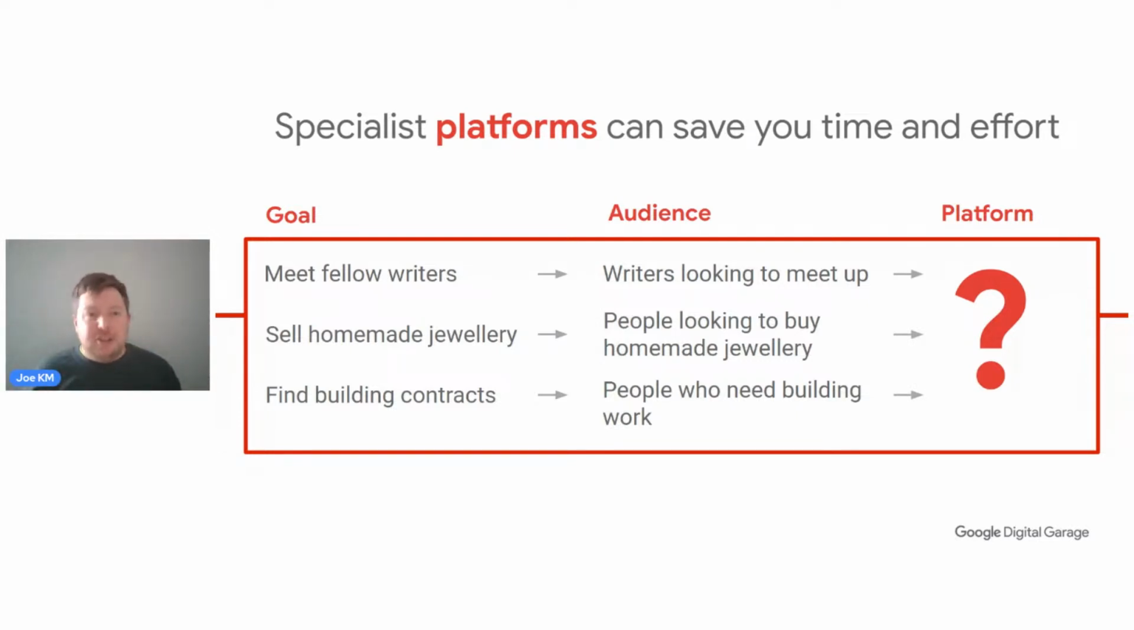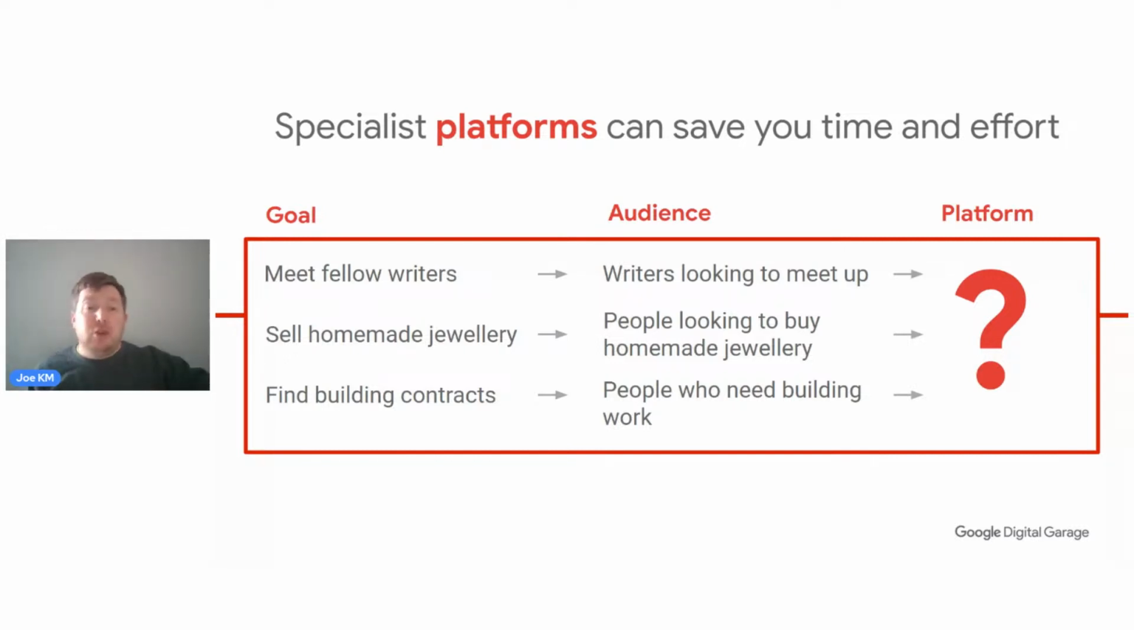If I'm trying to sell products online, if I'm trying to sell homemade jewelry, well, selling homemade jewelry is my goal. The audience is people looking to buy homemade jewelry. Again, you can still find these groups on Facebook, but Etsy.com is an entire marketplace designed for homemade jewelry, designed to be sold directly to consumer. Finding building businesses, you could go on Google, you could go on Google Maps, or you could go to mybuilder.com.